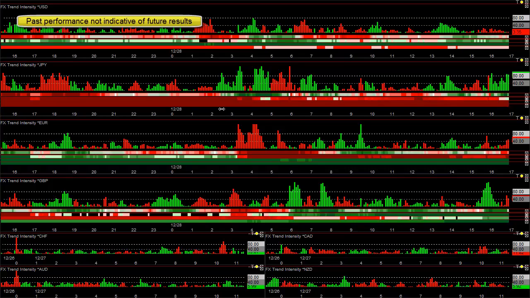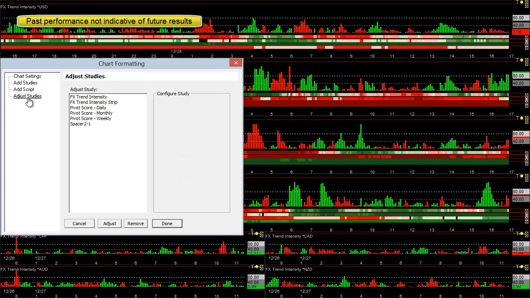So that's how we use this new tool, FX Trend Intensity, and I just created a new color strip of it, FX Trend Intensity Color Strip, which allows you to put in whatever time frame trend you want to look at. And I absolutely love it.